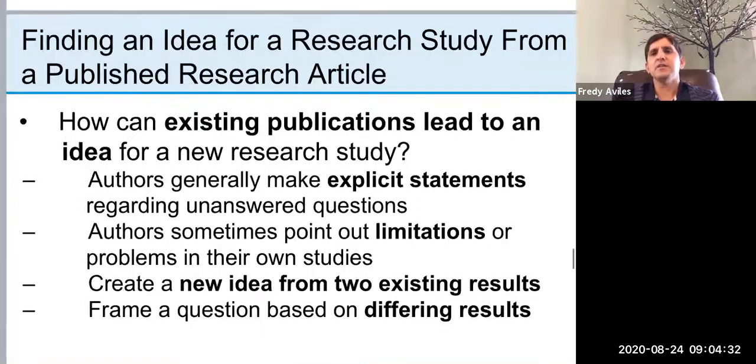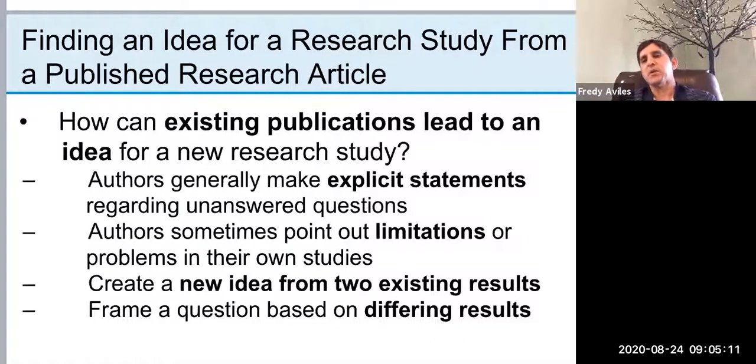Finding an idea from a research study, from a published article. Some of your ideas, when you find these articles, can actually come from these published articles, okay? That's where it can come from. Authors sometimes, when you read these articles, make explicit statements regarding unanswered questions. So you look at the discussion section of the article, and they'll mention, oh yeah, we showed this and this, we found this and this, but we didn't really look at this. Or we had this problem, and that's something that could be addressed in future research. That can lead to an idea.